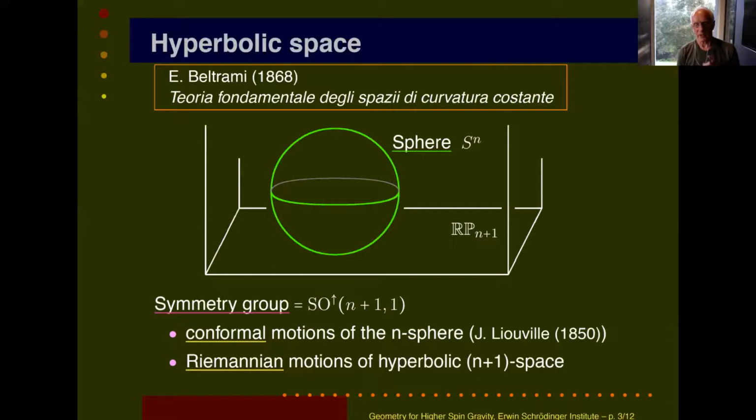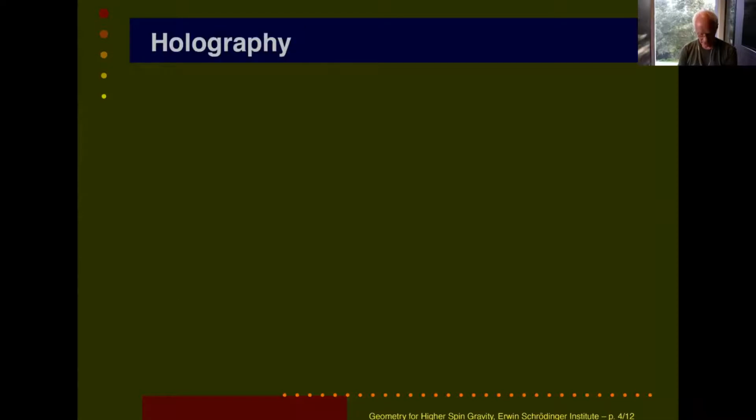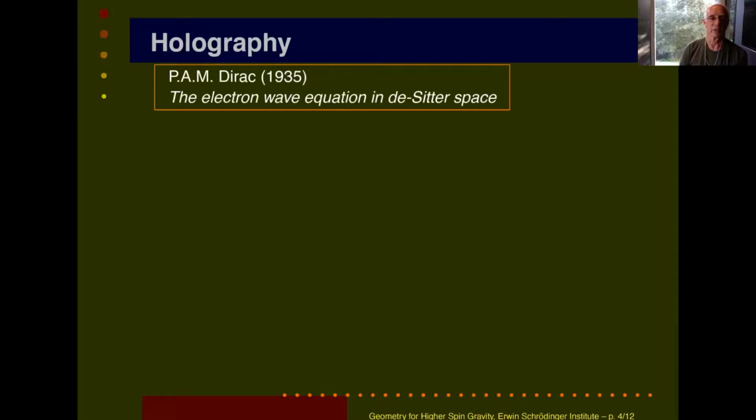But here we've got the same symmetry group on two different spaces. And you might think that means there's some deeper connection between the conformal geometry of the sphere and the Riemannian geometry of the interior. And this is actually true. So here's an application. The application is through what is now called holography. But actually, the following argument goes back to Dirac in 1935.